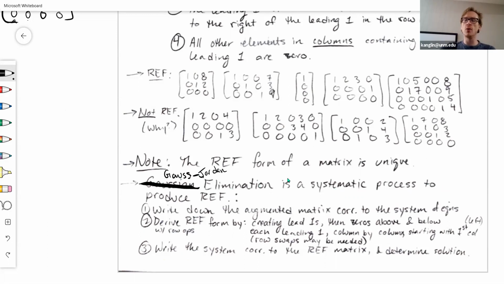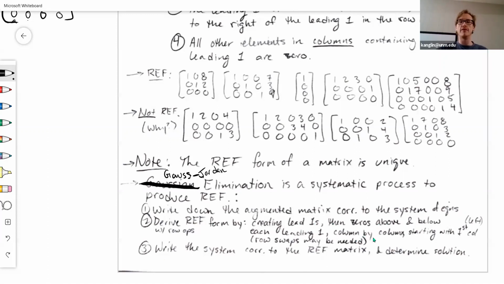So how do we solve systems using this? What we're going to do is we're going to write down the augmented matrix corresponding to the system of equations we start with. We saw some examples of that in the previous video. And then we are going to derive that reduced row echelon form by creating lead ones, then zeros above and below each of those leading ones. And we do that column by column.